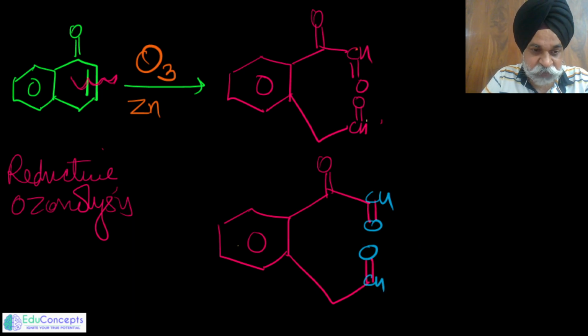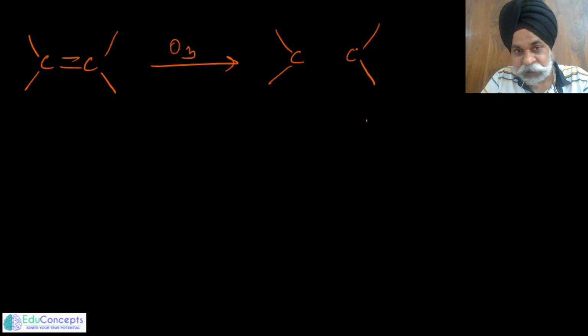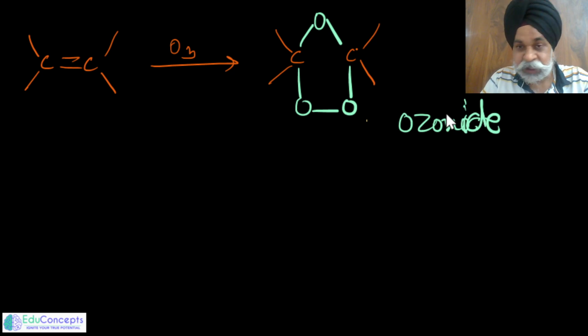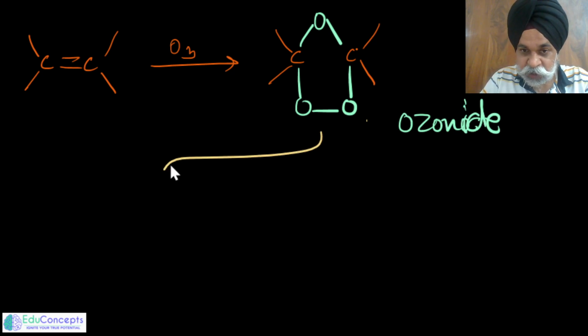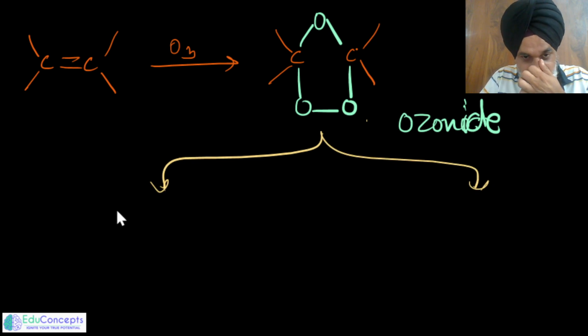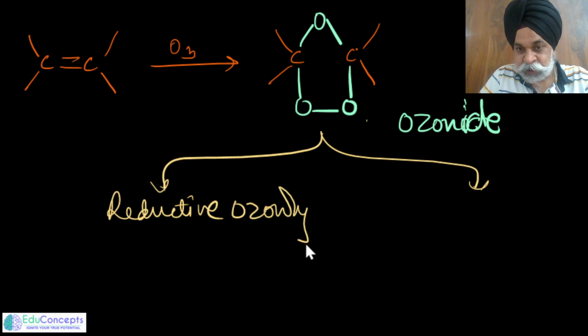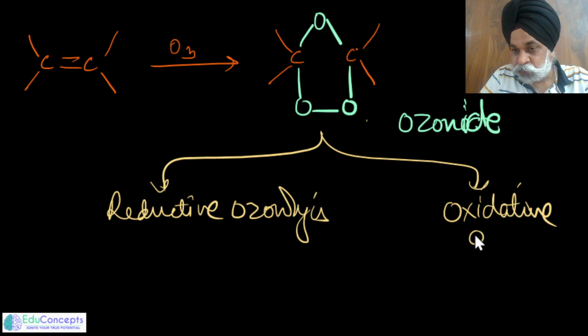So basically if I would go dig deep into this, it would take a good amount of time. Basically what I just have said to you: first, on addition of ozone, there is a proper mechanism for which I would make a video later on. An ozonide is generated from the alkene like this. So this is called an ozonide, and this ozonide can now further go in two ways. One, we call it reductive ozonolysis, and second, oxidative ozonolysis. There are two ways to go.